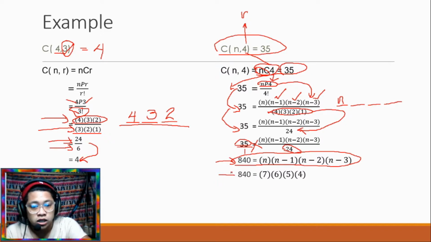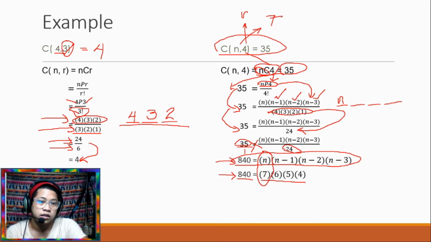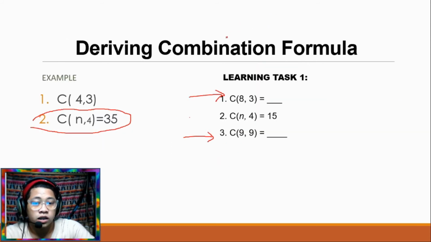Sa akin, ang naisip ko po dyan, nag-trial and error po ako: 840 is equal to 7 times 6 times 5 times 4. Apat na consecutive numbers as the factors of 840. Now, the question is, what is our sample size? Since the first factor is pertaining to n, which is the sample size, we therefore conclude that our sample size is equal to 7. So, kung maliwanag na tayo doon, you are now ready to answer the learning task number 1, number 2.